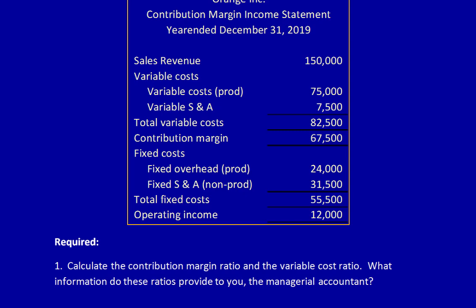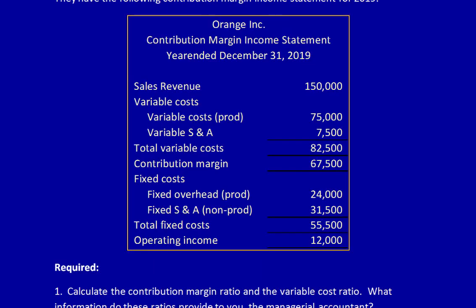We're going to do it directly on the contribution margin income statement. When we're calculating ratios, we always use sales revenue as the denominator. Therefore, if I want the percentage of sales revenue in comparison to sales revenue, I would take 150,000 divided by 150,000 and multiply it times 100% to get the percentage, which is 100%. I need to calculate the contribution margin ratio and the variable cost ratio. I'm going to start with the variable cost ratio. Again, I'm going to use sales revenue as the denominator.